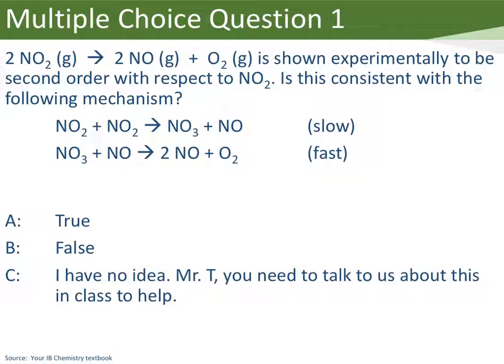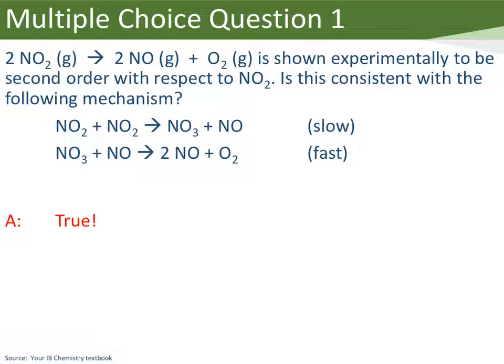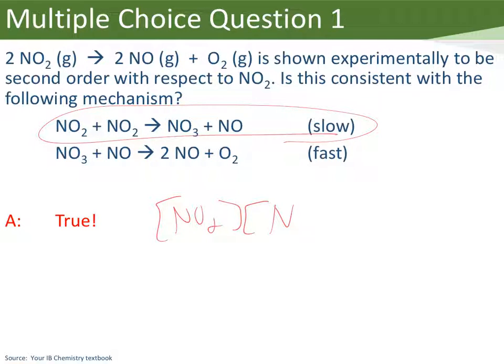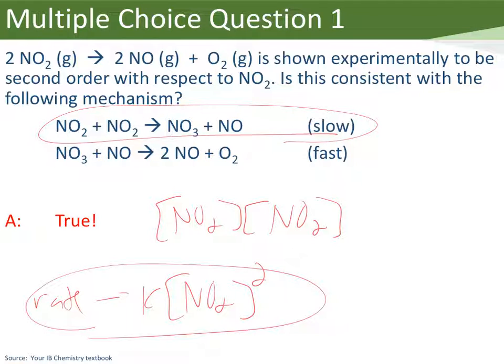Pause the video, give it some thought. Come back in a second. All right, here we go. The answer is true. If this is the slow step, it involves NO2 colliding with NO2, which means NO2 is second order. And so there's our rate expression. Is it consistent with that mechanism where NO2 is second order? Yes.